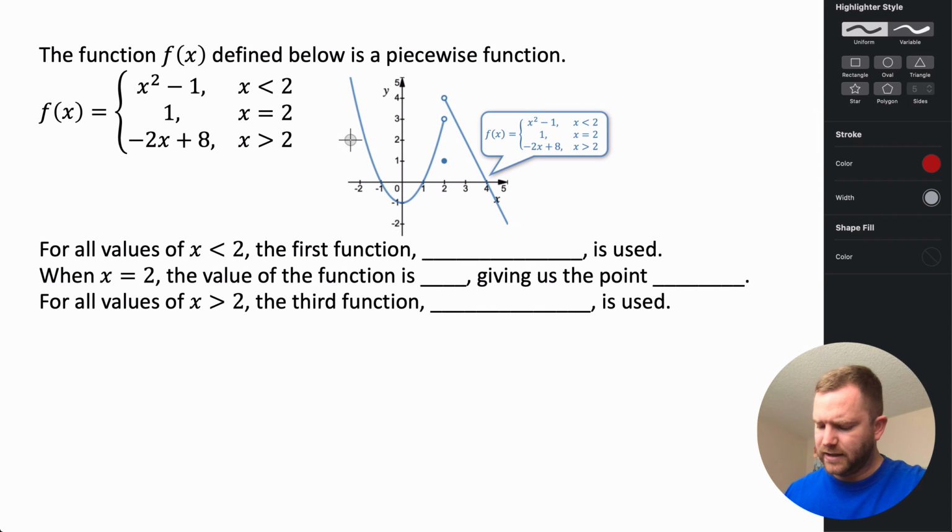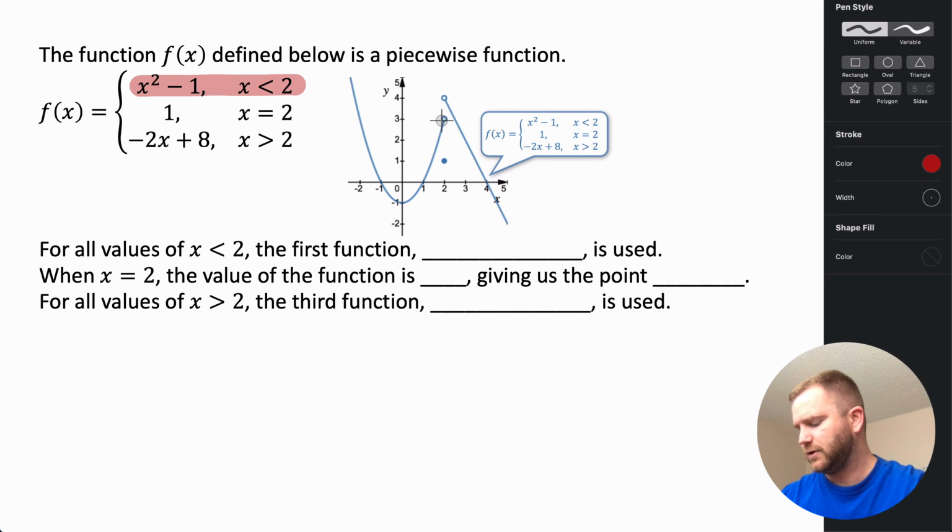So if we're looking at this first portion here, x squared minus 1 for x less than 2, that's telling us that when the values of x are less than 2, so if we're looking to the left of 2, our graph itself is defined by this parabola. So you can see that this quadratic is shifted down 1, and it's only being graphed for x values that are less than 2. So for all values of x less than 2, the first function, x squared minus 1, is the graph that we use.